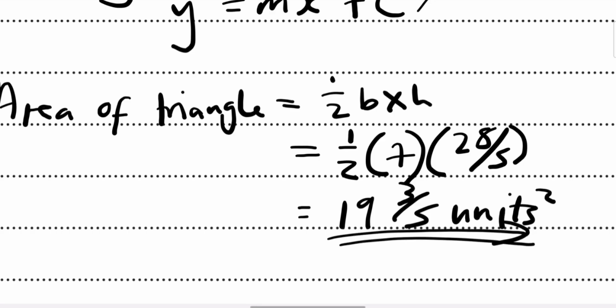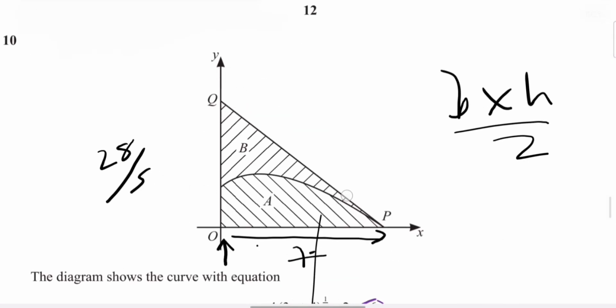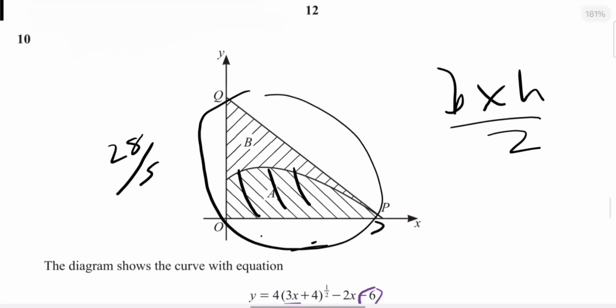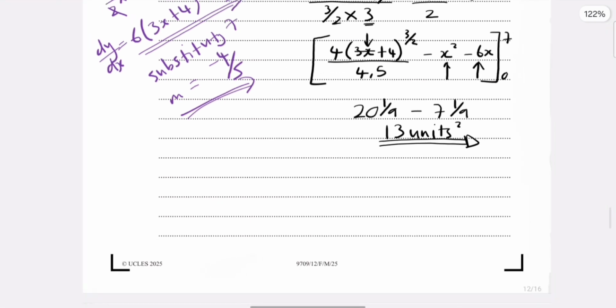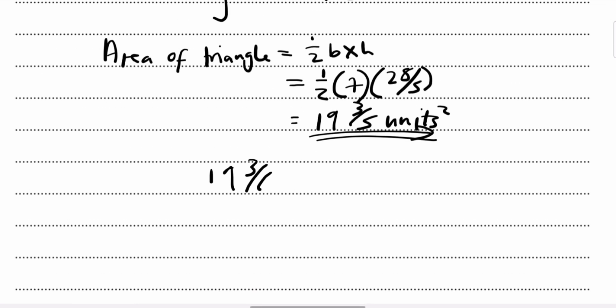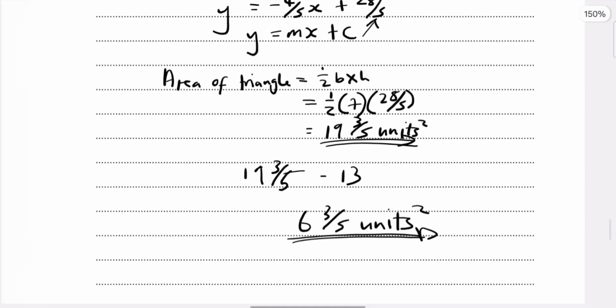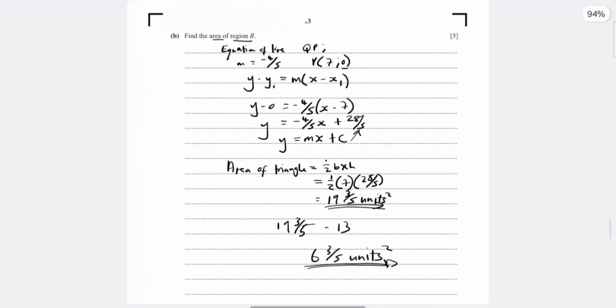square units, right? And to get area of region B, remember we're saying area of the triangle minus area of region A. So area of A is 13, so we're going to subtract that from here. So it's 19 3 over 5 minus 13, right? Then we get our 6 and 3 over 5 square units as the area of region B. Then we get our 5 marks for that, right?